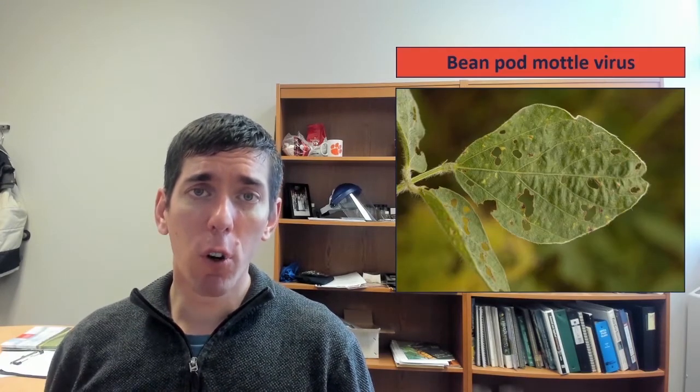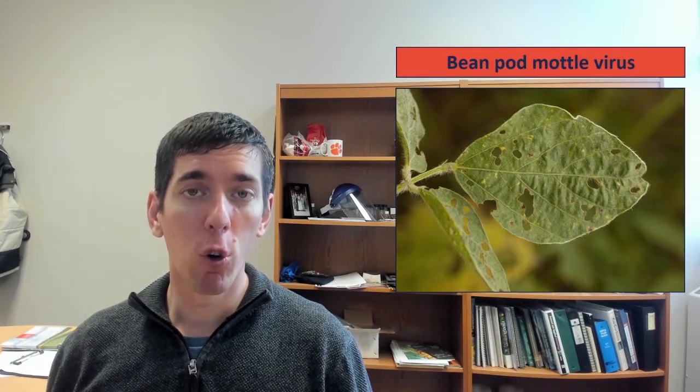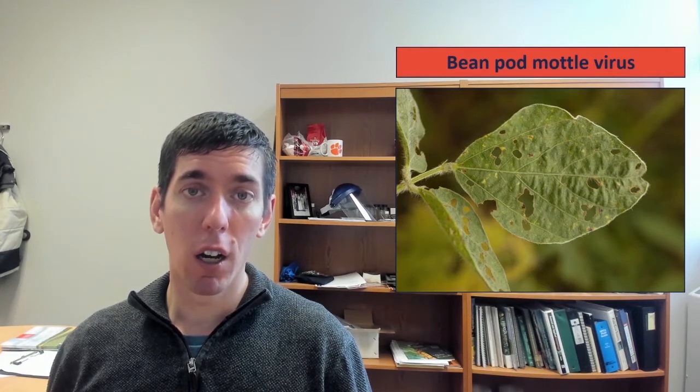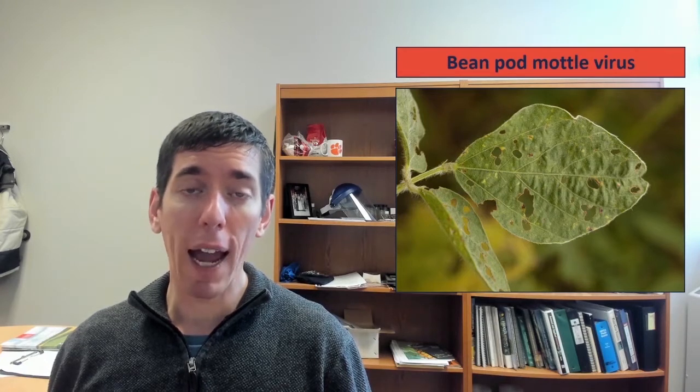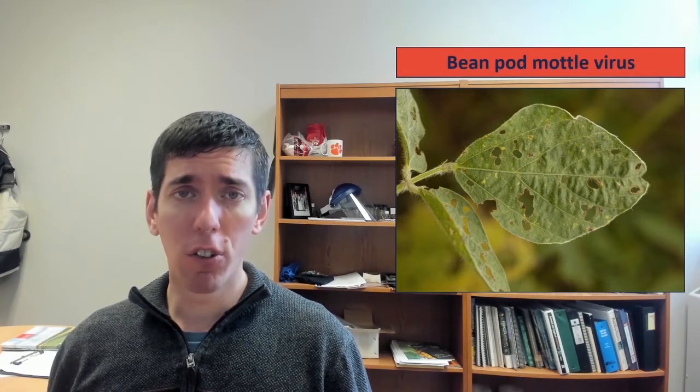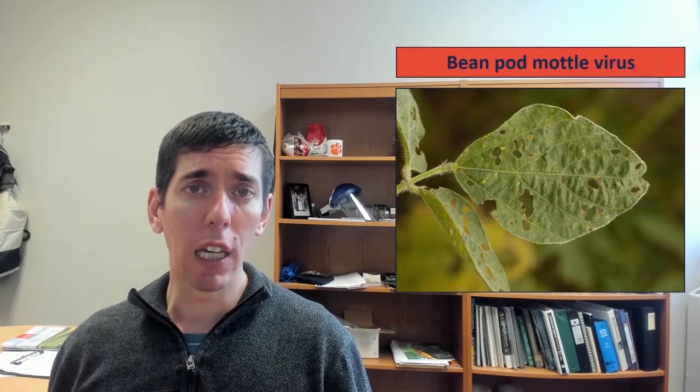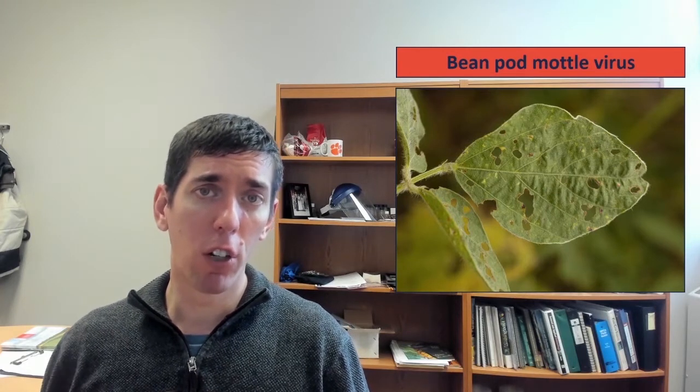So one of the first things we need to consider here is the relationship with bean pod mottle virus. This is a viral disease of soybean, relatively common in the southern United States in particular. Here in the Midwestern US, we get this a little more sporadically. And this virus can be spread through seed, but it can also be vectored by bean leaf beetles when they feed on infected plant tissue and then feed on a new plant. They can actually transmit this virus.